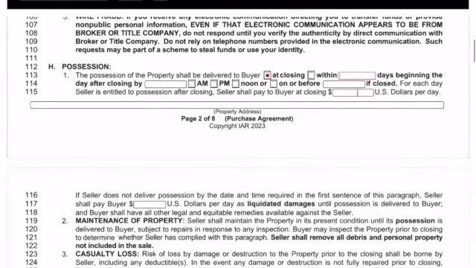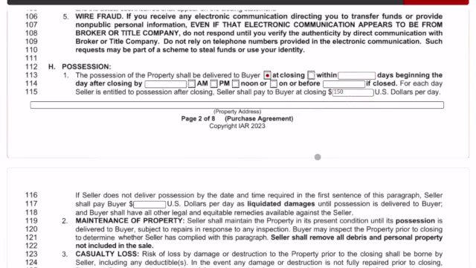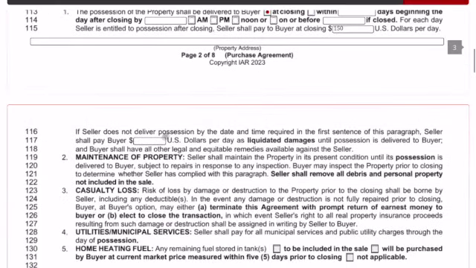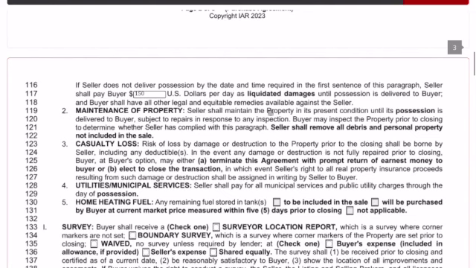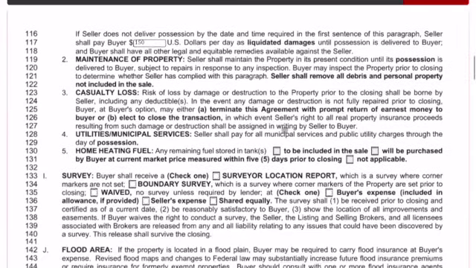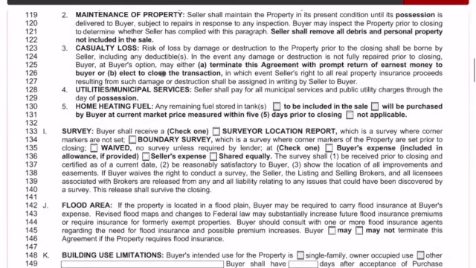And then if the seller needed to pay any money, the seller shall pay the buyer. You could put in here $150 that the seller would have to pay the buyer in the event that the seller does not deliver possession. So same kind of thing here, $150. Maintenance of the property, so that means really whoever is possessing the property, if the seller has post-possession, the seller is in charge of maintenance of the property, and they must remove all debris and personal property not included in the sale. Casualty loss, read through that on your own.